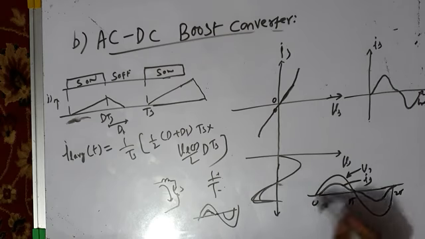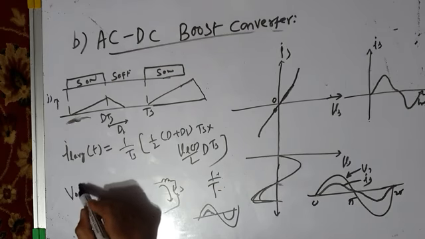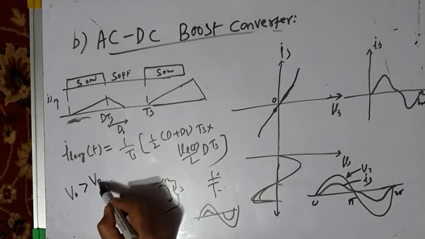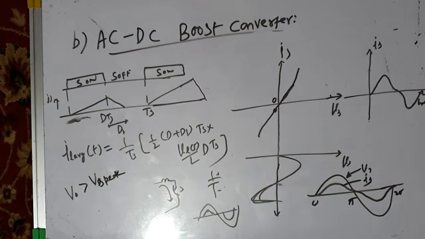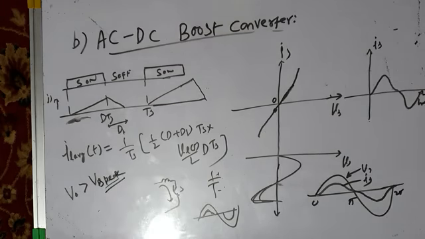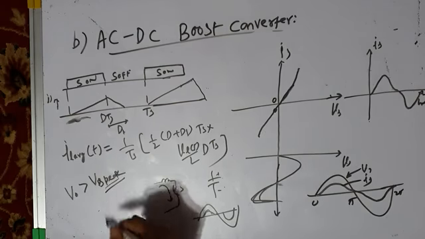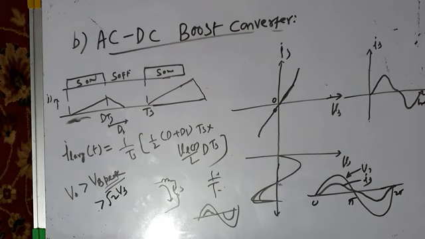So your boost converter is a better converter. Now why is it called boost converter? Because output voltage is always greater than peak input voltage, Vs peak. Why am I calling it peak input voltage? Because your input voltage is AC, and its peak value is √2 times RMS value. So output voltage is always greater than √2 times RMS value, greater than peak input voltage. That's why it's called boost converter. Anyway, that we already know. So the waveform is better.